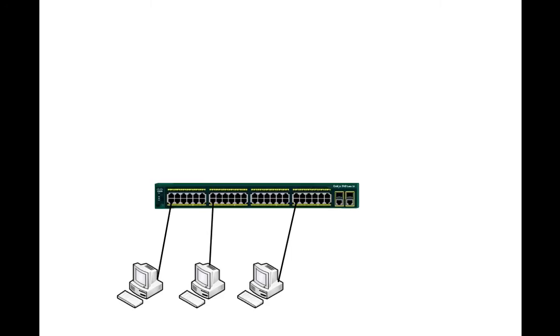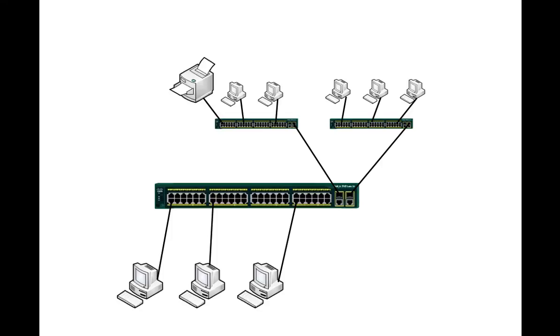But in order to expand, because normally in a closet you have a lot more hosts to connect than the 48 ports would encompass, you'd normally have uplink ports all the way furthest to the right that would connect to other switches, and then those switches would be connected to other hosts, or a printer in this case.